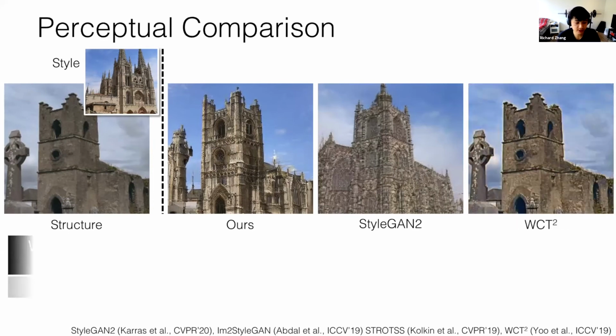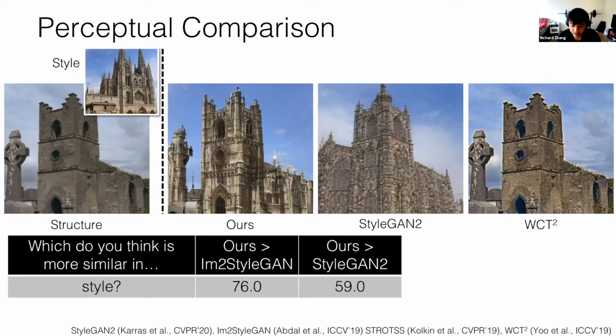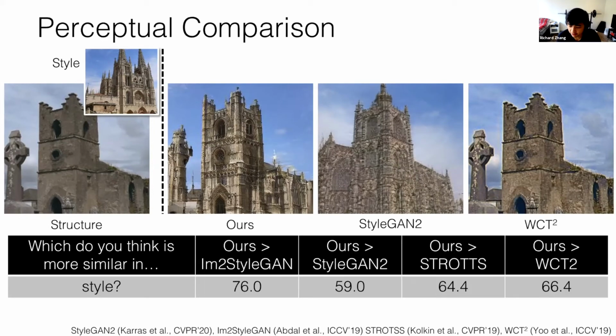We ran a Turk study that asked, which one do you think is more similar, ours or a baseline? And this was, of course, blind, and we randomized the order. So we asked them to choose left or right, where they don't know if ours is on the left or on the right. But in this study, our method is chosen more often than the generative models as well as the photorealistic style transfer methods.